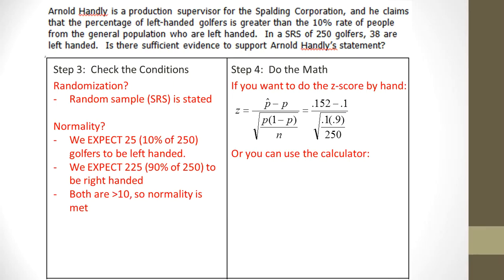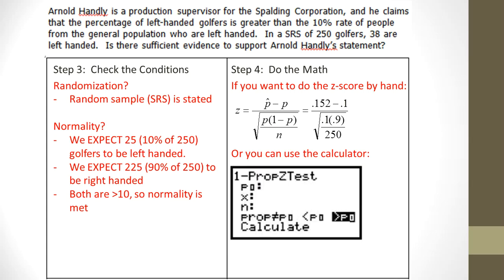If we go to Stat, over to Tests, and scroll down to the 1-PropZTest, we're going to see a screen like this. That screen, the p sub 0, that's our null hypothesis. x is our number of successes, and n is our sample size. Our null hypothesis here was 0.1. We had 38 people out of 250 who were left-handed. The next line is our alternate. Since we're interested in greater than, we're going to choose the greater than option and then go to Calculate.